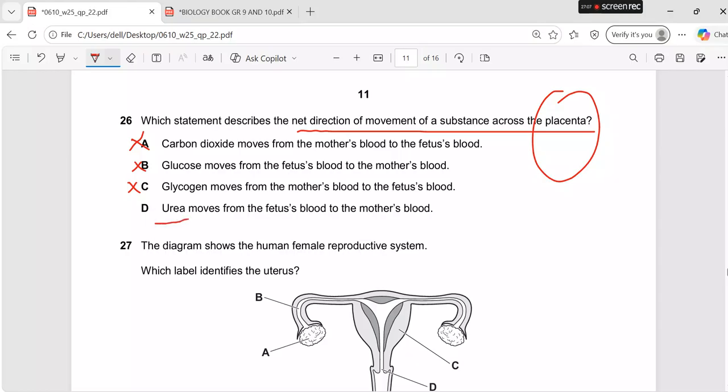Is it urea moving from the fetus blood to the mother's blood? Yes, because urea is produced by the fetus after all the biochemical processes, and it has to go out of its body through the placental blood to the mother's blood, for example. So 26D.